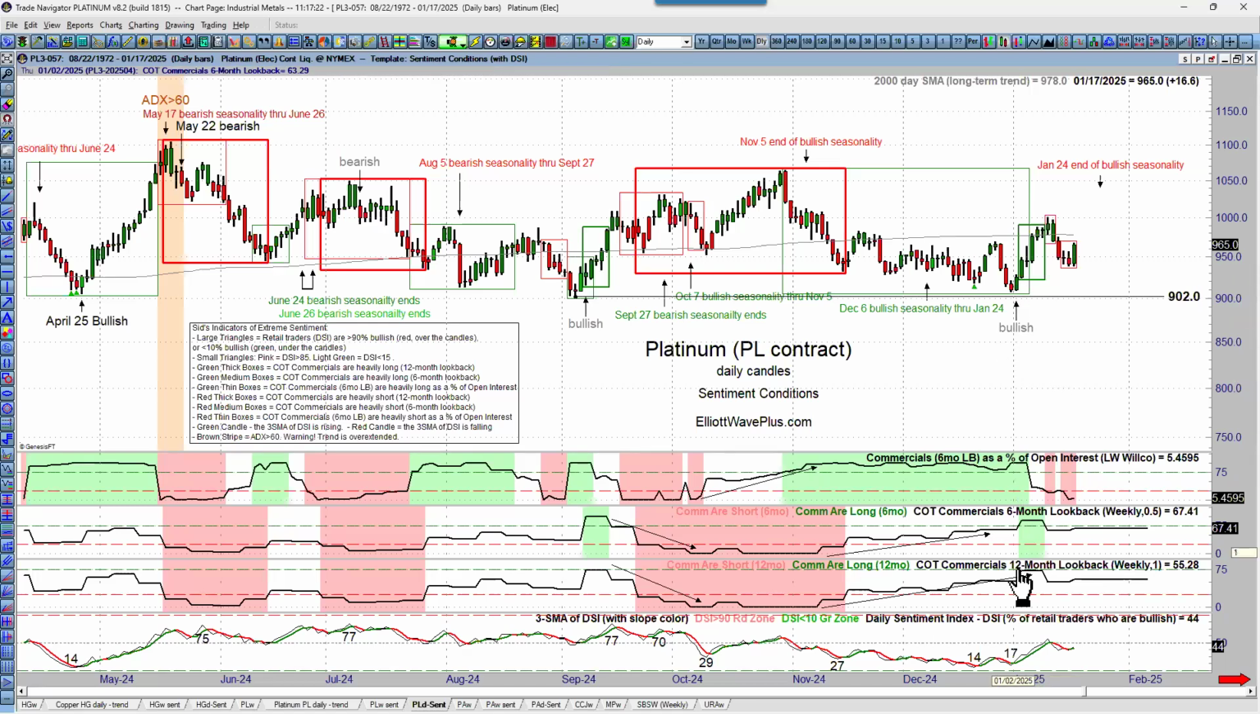And so this was suggesting, with commercials heavily long and retail at a 17, this was a fully stretched point, a bullish perfect storm, and we got the beginning of the move. Now we're going to see that condition dissipate, but it just doesn't change the fact that we're just not very far past that condition.